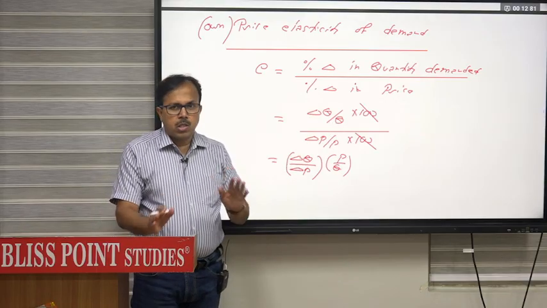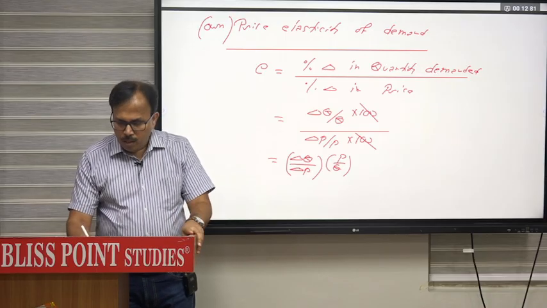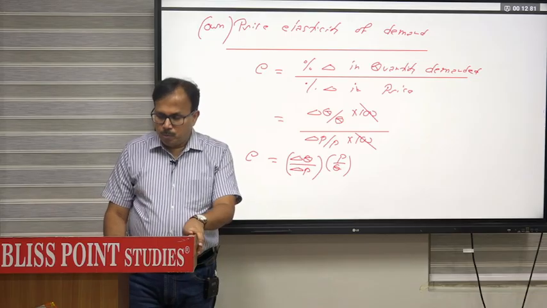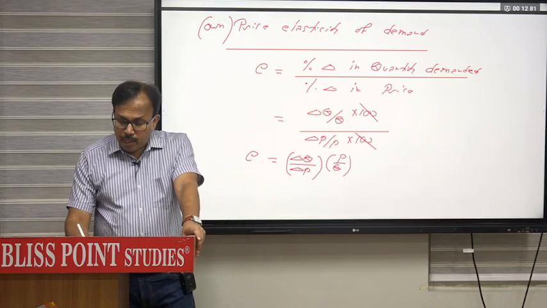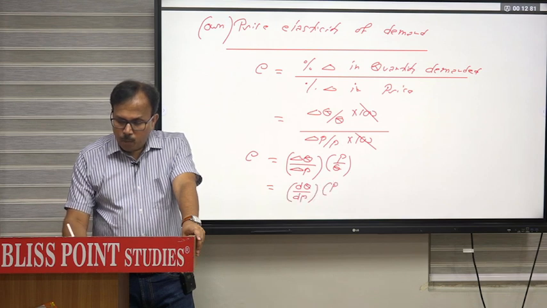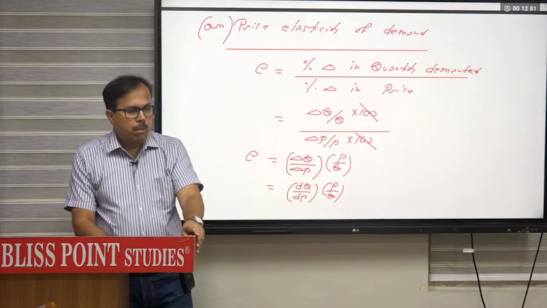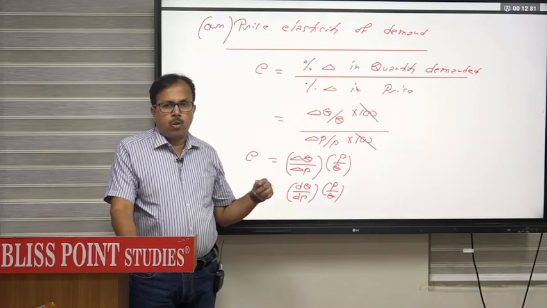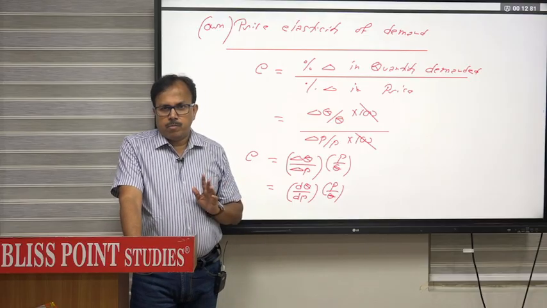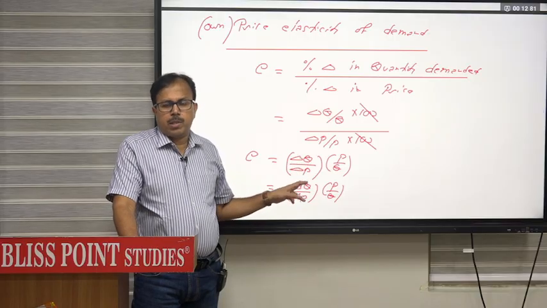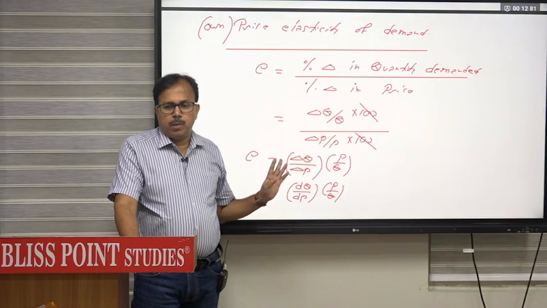Okay, we will write it in this format, it will be better. So elasticity of demand is equal to delta Q by delta P into P by Q. Mathematically I will write it as dQ by dP into P by Q. That means you are differentiating the demand function with respect to price, keeping all other factors constant. Delta Q by delta P measures what? Change in demand due to change in price. So mathematically it is dQ by dP.